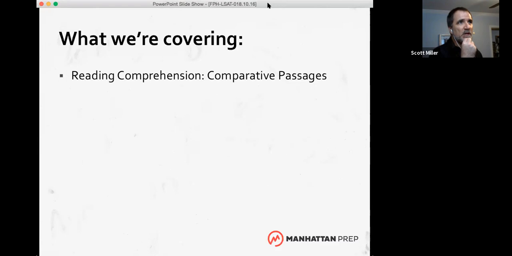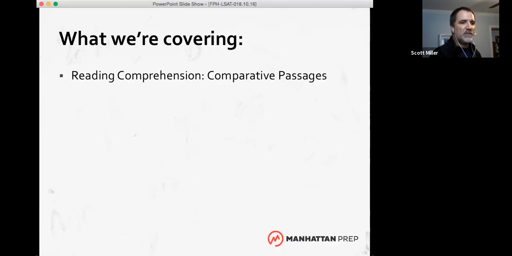That's the good thing about comparative passages. They're a little bit different from the normal standard passages, but the good news is that all the skills you use when reading a standard LSAT reading comprehension passage and answering questions apply really well to comparative passages too. You don't have to learn a whole new set of skills, so we'll get more bang for our buck tonight by talking about information that applies to both.